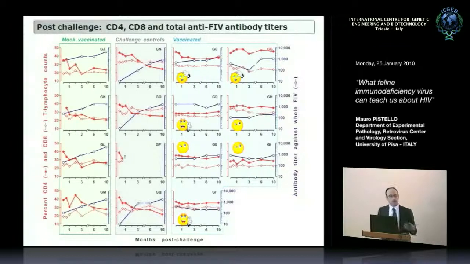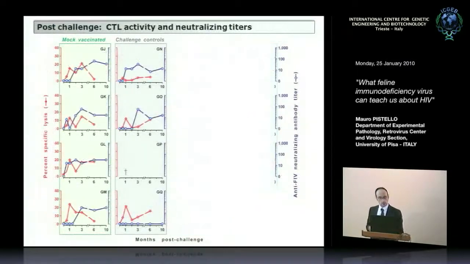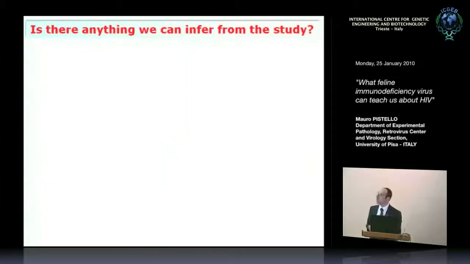So again, at the end of this experiment, almost 3 years of work, the question is: so what? What are the correlates of protection? We tried to compare protection and viremia titers with all the immunological parameters. We skip this. So again, the results. What is the correlate of protection? Is there anything that we can infer from the study?